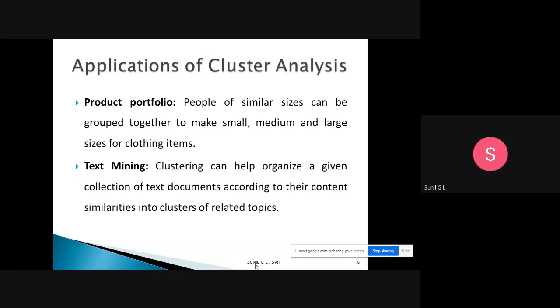Another one is text mining. Clustering can help organize a given collection of text documents according to their content similarities into clusters of related topics. You will have a huge amount of text documents, so based on content similarity, we can group the text. Suppose for a movie rating or movie feedback, there are positive opinions, negative opinions, and neutral opinions. Based on the similarity of the text, we can segregate the data. So that is also one application of cluster analysis.